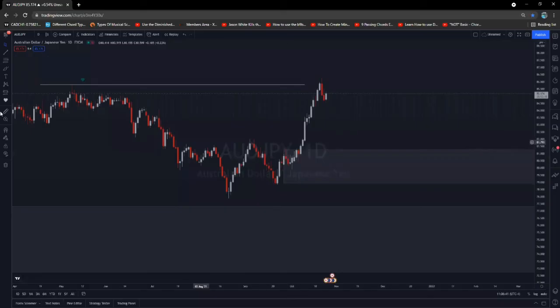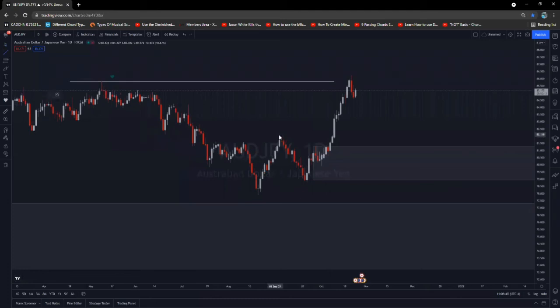So as you can see, you have this break of structure, right? And we haven't gotten any retest to it. So the market has left orders here from the institutions. So if we do come all the way back to this area, this is where I'm going to expect my buys. Okay.